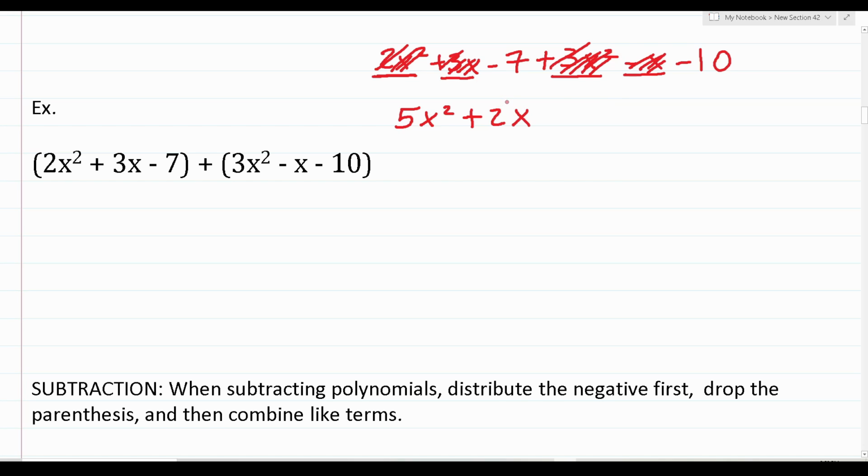And then finally, we have minus 7 and minus 10, which are like terms. Minus 7 minus 10 is minus 17. And just like that, we're done with this one. We took these two polynomials and we added them together. More specifically, we dropped the parentheses and then we just went through and combined the like terms. There's nothing more to it than that.